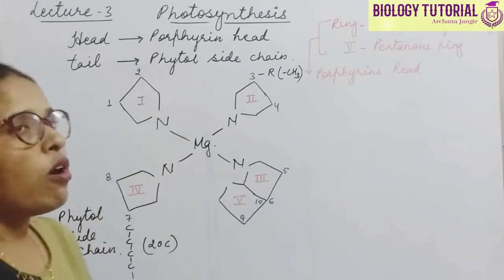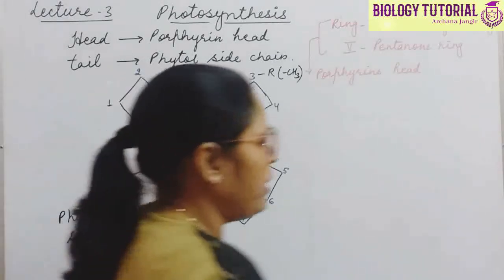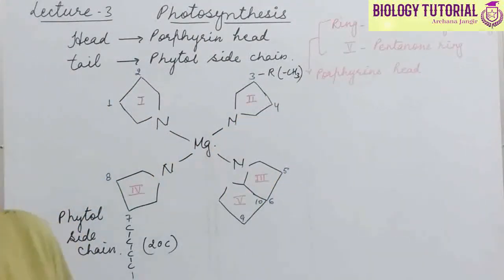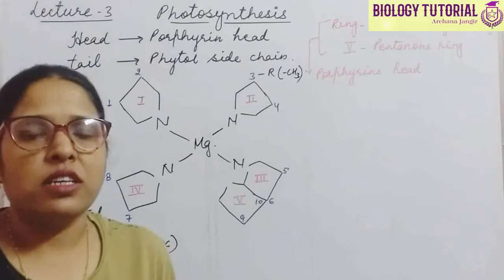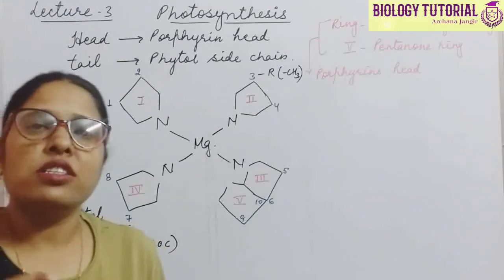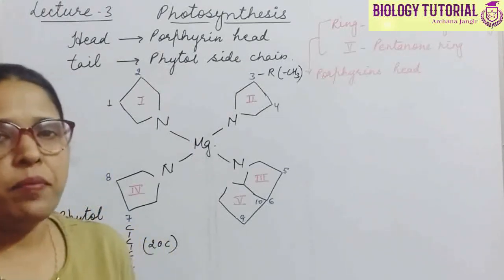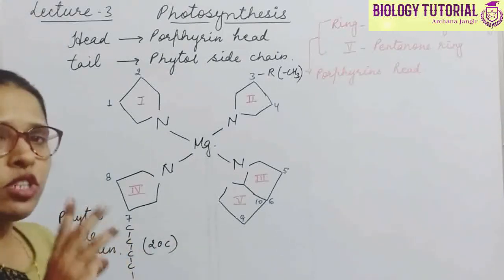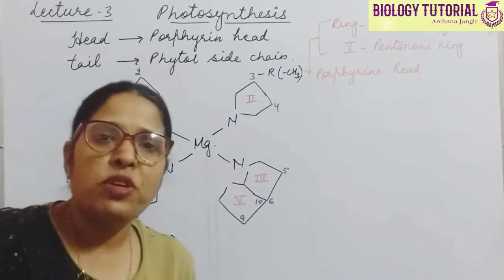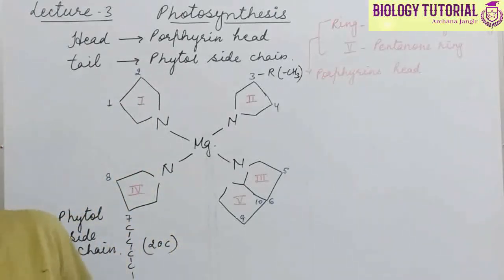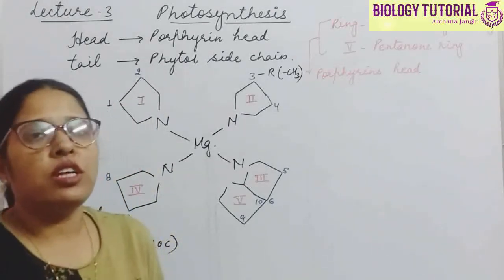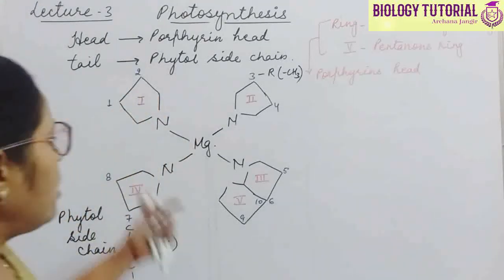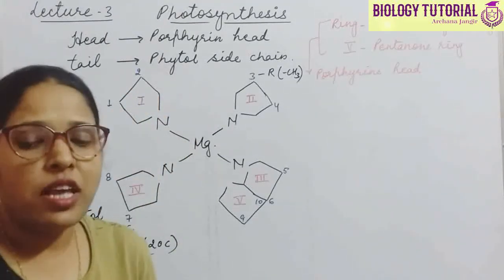In case of chlorophyll B, at position 3, an aldehyde R group is present. Rest of the structure is same as chlorophyll A. The only difference is that in chlorophyll A, at position number 3, a methyl group is present, and in case of chlorophyll B, at position 3, an aldehyde group is present. Clear? This is the only difference. Rest of the structure is the same.